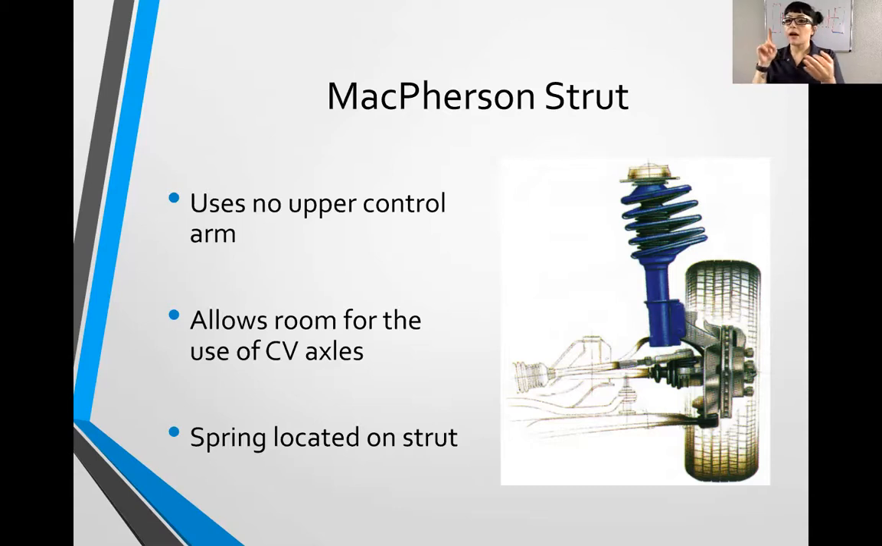Hyundai, Kia, Toyota, Nissan, Honda. So many people use this. And the reason for this is it's cheap. It's cheaper to work on. It's cheaper to produce. There's less moving components. There's less bushing. So cheaper owner maintenance, right? Less things to go out. And it also allows room for drive axles. You can see here that axle going through here. So it makes things a little bit less complicated.